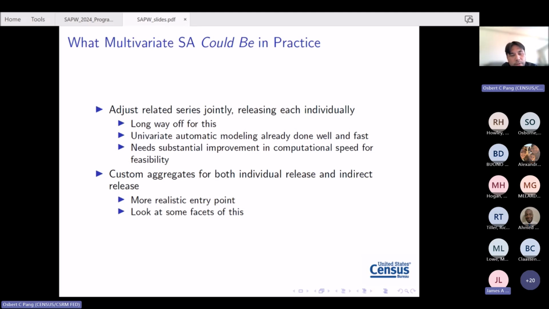So at least the way I see it, maybe the way forward is more custom aggregates for both individual release and indirect release, in the sense that we're looking at this almost retroactively. We can use this to compare to what does get released, to see if there are any differences. It's used as a check almost. And we'll look at some facets of this.